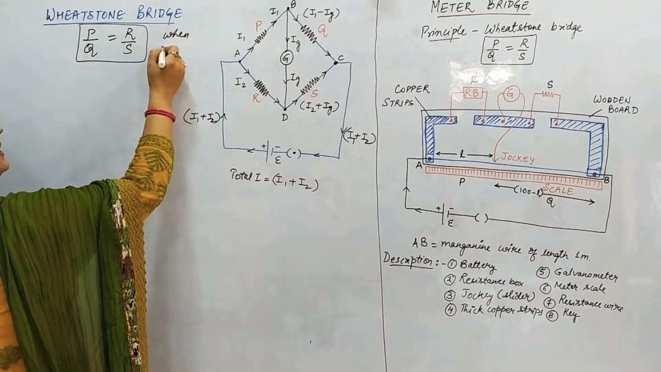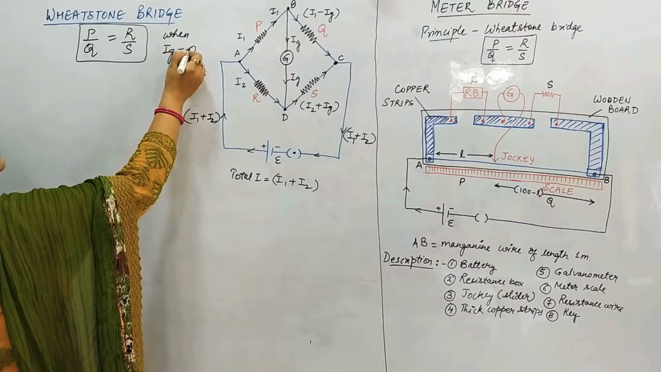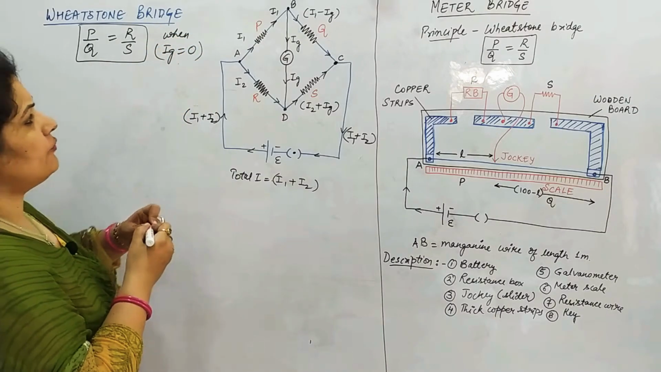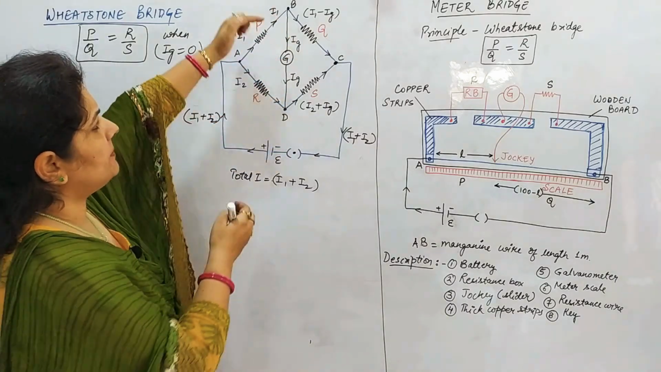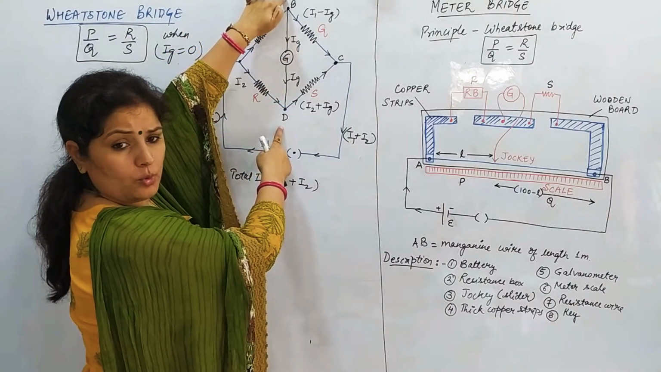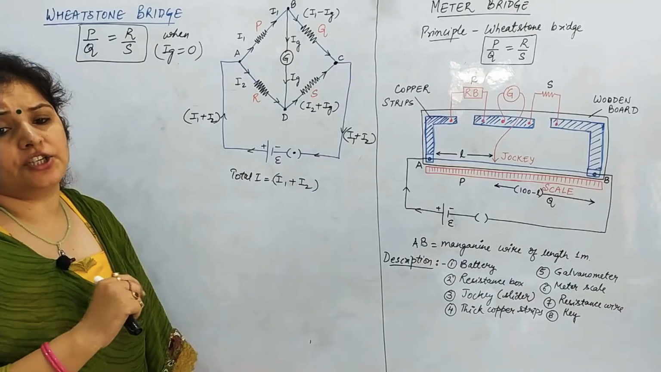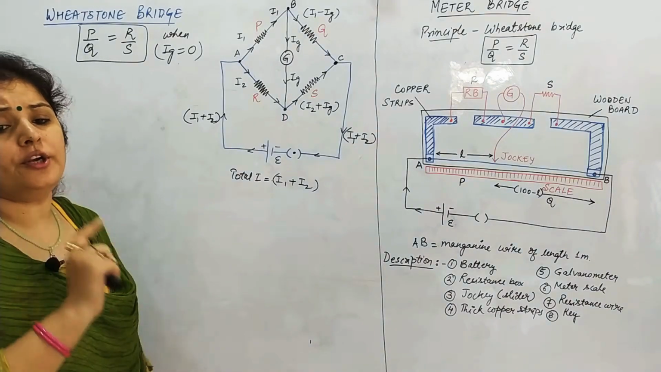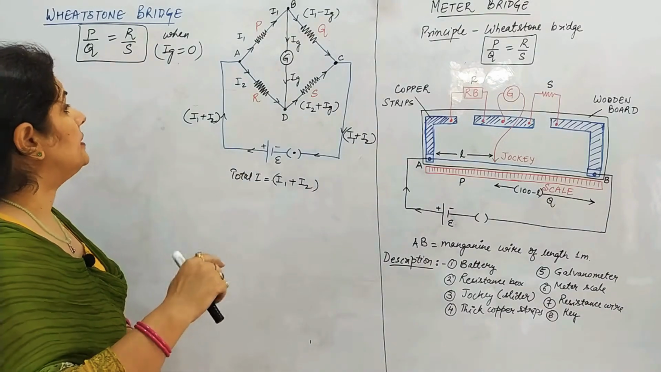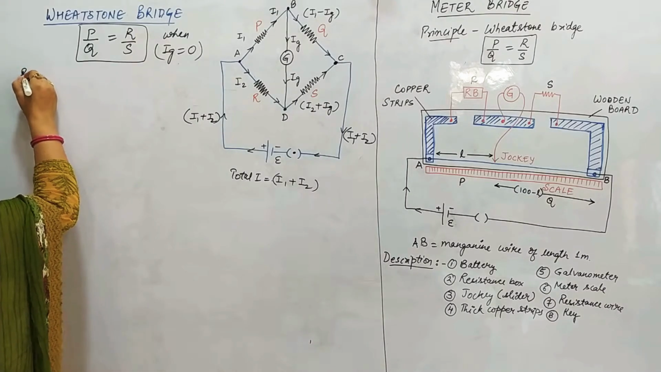When current flowing through the middle arm is 0, it means the potential here and the potential here have become the same. This condition is called the condition of Wheatstone bridge. Now we are going to prove this condition, right? So we'll study its proof now.